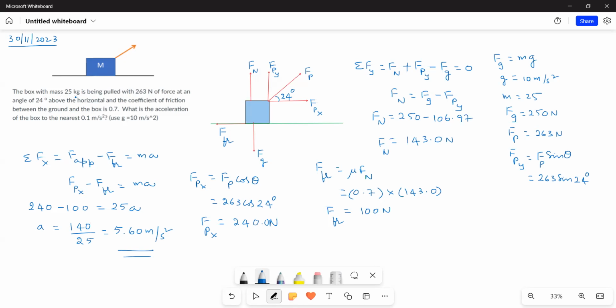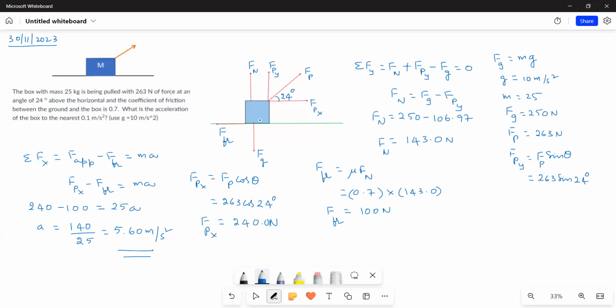The box with mass 25 kilograms is being pulled with 263 newtons of force at an angle of 24 degrees above the horizontal, and the coefficient of friction between the ground and the box is 0.7. What is the acceleration of the box to the nearest 0.1 meters per second square? Use g is equal to 10 meters per second square.